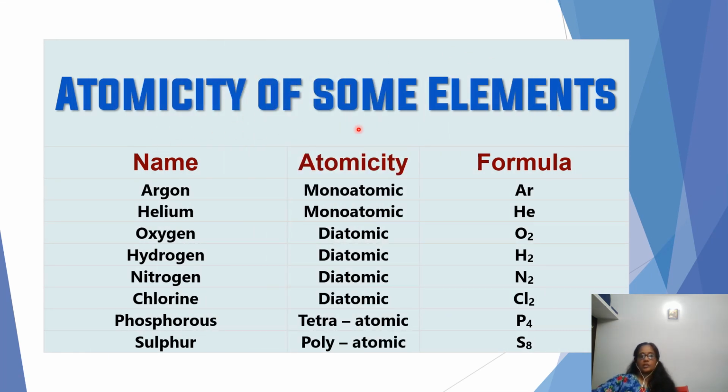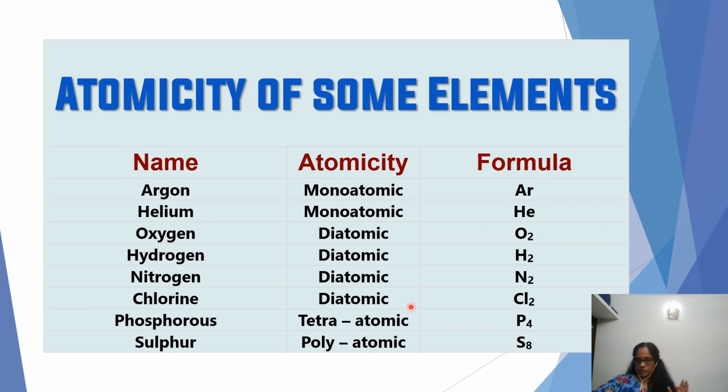Now let's see the atomicity of some elements. Argon is a monoatomic element and its symbol is Ar. Helium is also monoatomic and its formula is He. I told you that all metals are monoatomic, like gold, Au, silver, Ag, and iron, Fe. Only one atom has existence. Oxygen, hydrogen, nitrogen, and chlorine are all diatomic molecules: O2, H2, N2, Cl2. Phosphorus is tetraatomic, P4, and sulfur is polyatomic, S8.